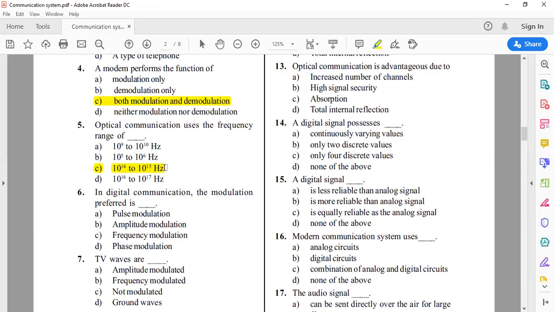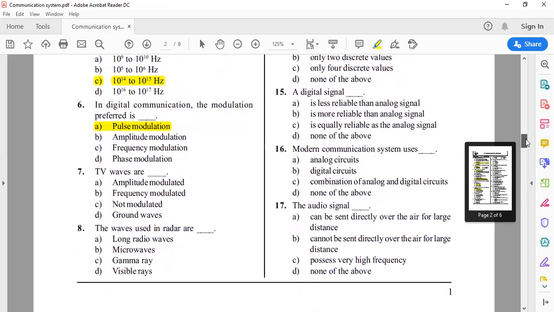Question number 6, in digital communication, the modulation preferred is. Digital means it consists of 0 and 1 language. And in the 0 and 1 language, the preferred modulation is pulse modulation, because a digital signal consists of alternate pulses due to the 0 and 1 digits. So the correct option for question number 6 is option A.